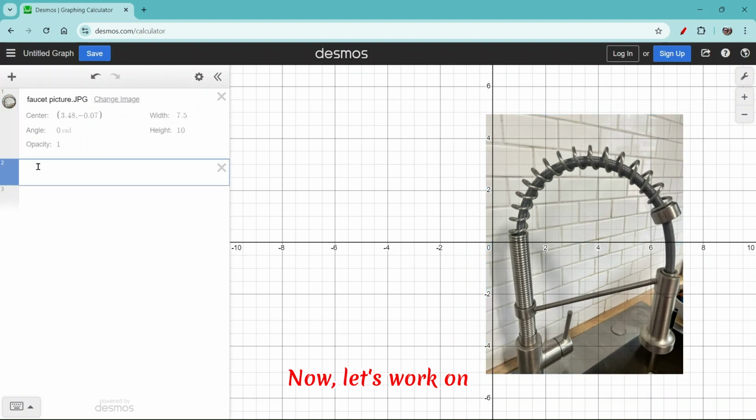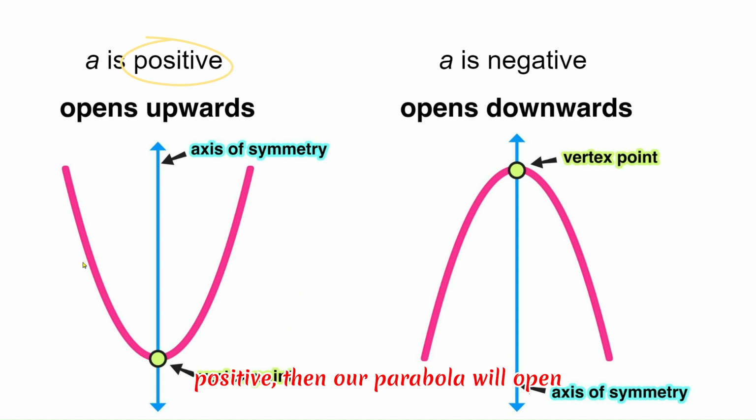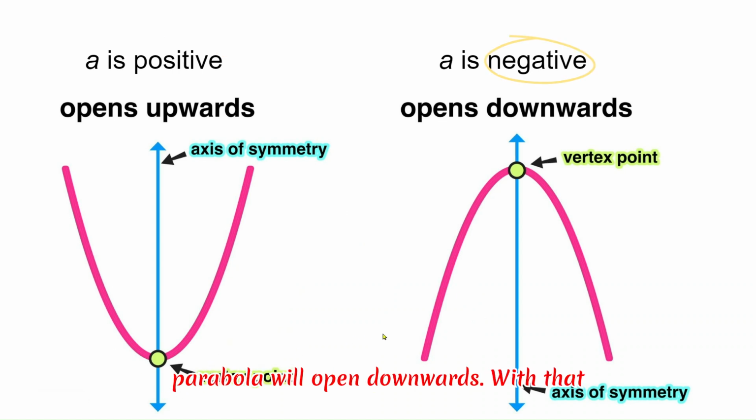Now, let's work on finding that equation that best matches my parabola in real life. So we're going to do that by typing in manually vertex form for a parabola. Just as a reminder, vertex form looks like this. Remember, A signifies the orientation of the parabola. If A is positive, then our parabola will open upwards. If A is negative, however, the parabola will open downwards.